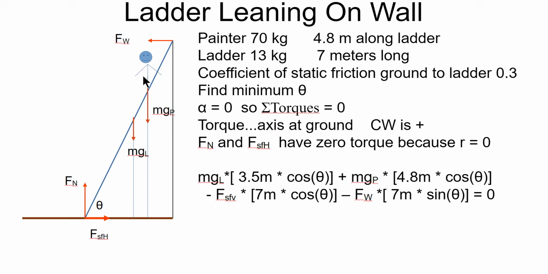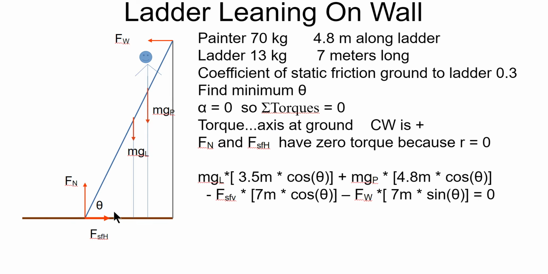What's the length of this? Well, the ladder is 7 meters long, so the center of mass is 3.5 meters up along the ladder. Here's our theta. Cosine of theta multiplied by this hypotenuse of 3.5 meters produces this lever arm, the distance here at the bottom of this small triangle. In a similar way, the painter has a lever arm, but now the painter is 4.8 meters up from the base of the ladder. So 4.8 meters is the hypotenuse times cosine of theta. That gives us the lever arm for the weight of the painter.